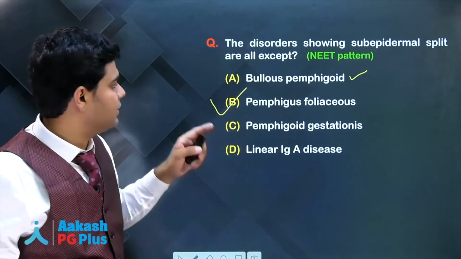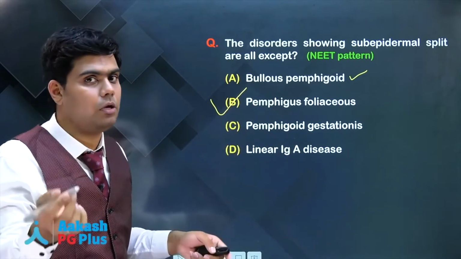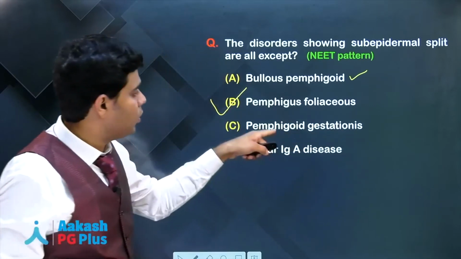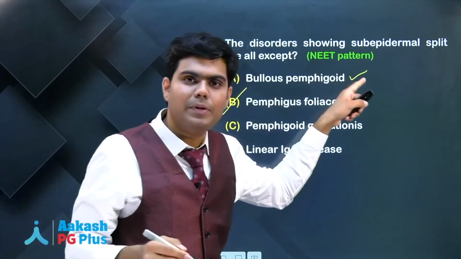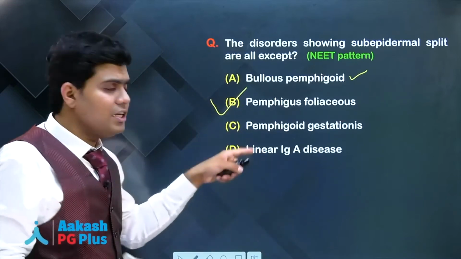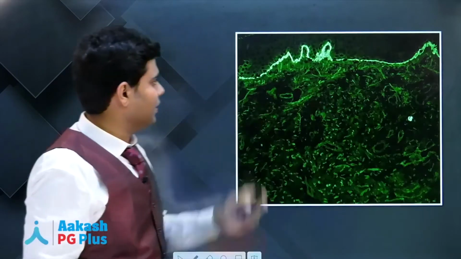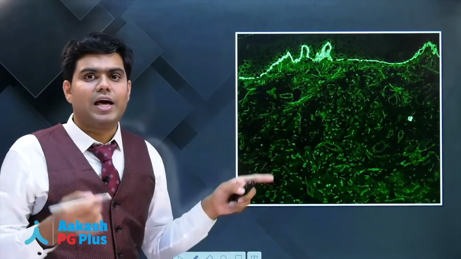So here is the answer. Pemphigus foliaceus, we will see intraepidermal, not subepidermal. Pemphigoid gestationis, pemphigoid will show subepidermal. Linear IgA disease also will show subepidermal. Clear? Okay. Now we have another direct immunofluorescence.